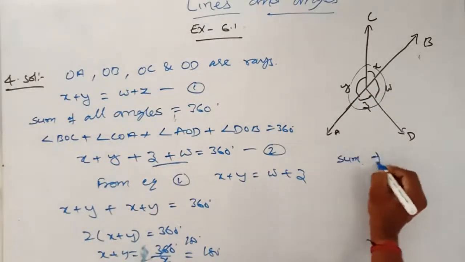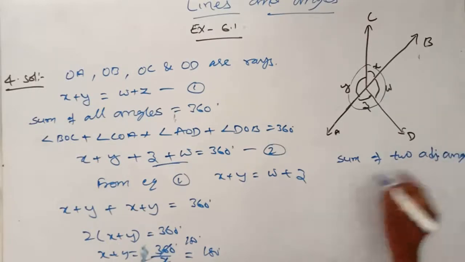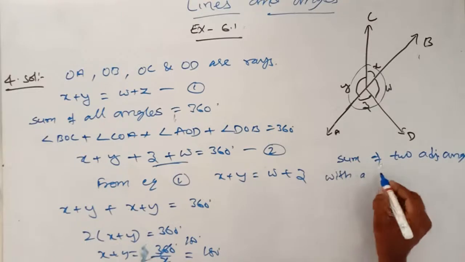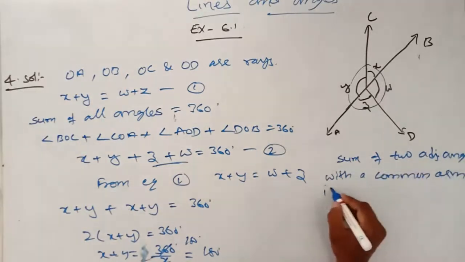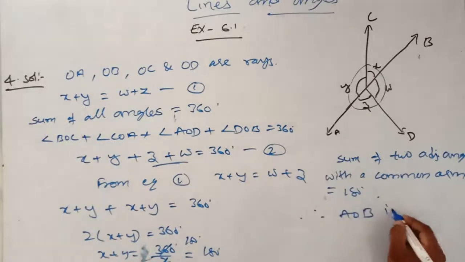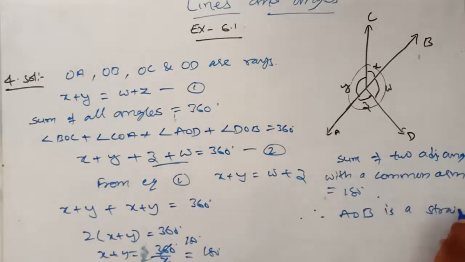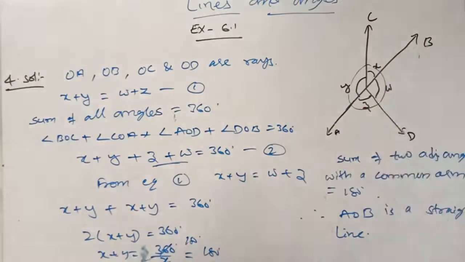So here, the sum of two adjacent angles with a common arm is equal to 180 degrees. Therefore, AOB is a straight line. So children, see here, this is the figure given, and the condition is given: x plus y is equal to w plus z. Then I have to prove that AOB is a straight line.